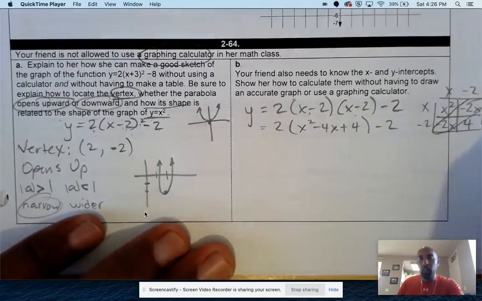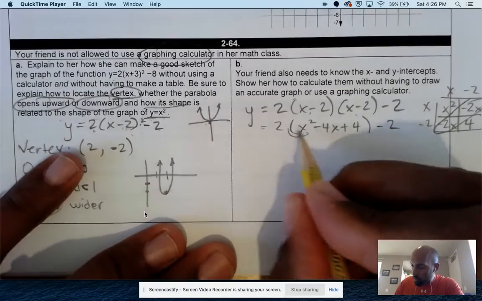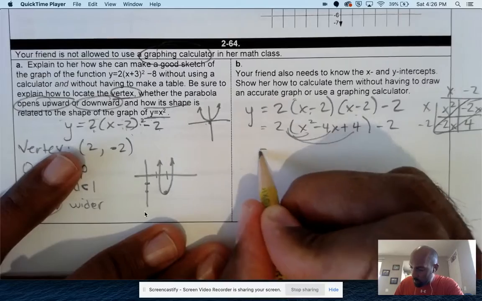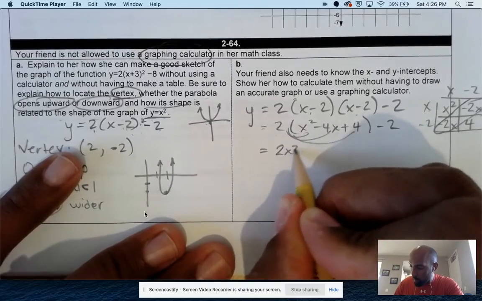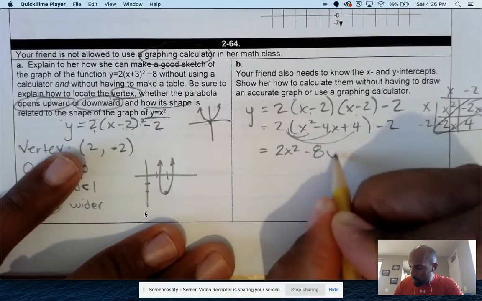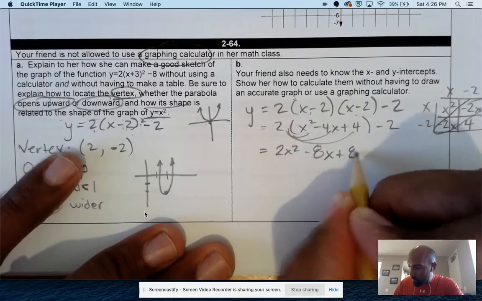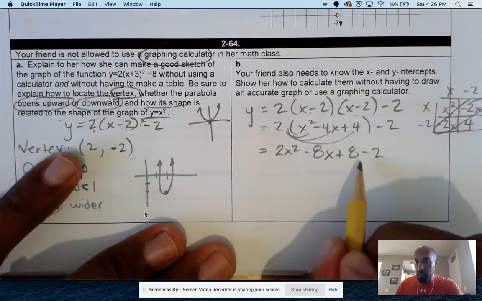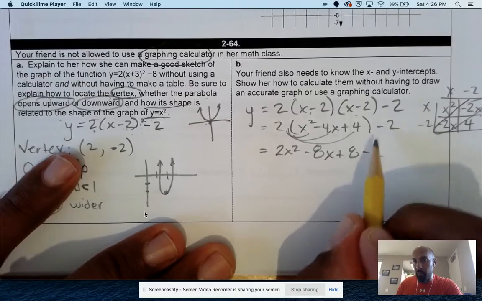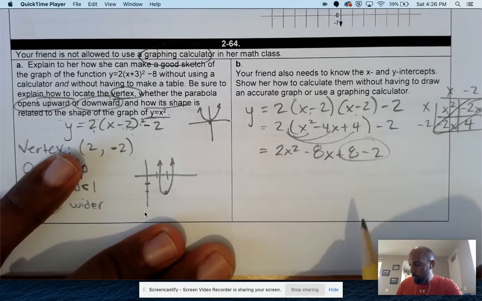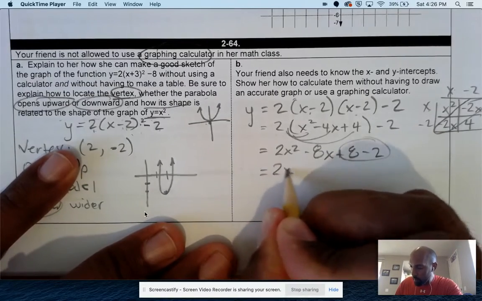And then minus 2 there. Okay, so now what I want to do is distribute this 2 to all those terms. So that's 2x squared, then minus 8x, and then positive 8. And then now I can subtract that 2 on the outside. So 8 minus 2 is 6.